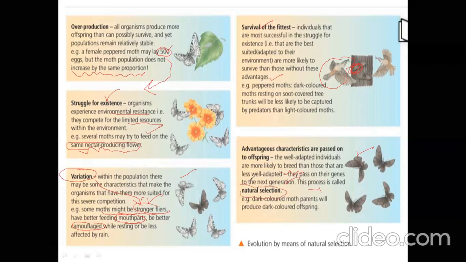Passing of beneficial genes according to the environment to their offspring, in order to survive and increase their chances of fitness within the environment, is called natural selection. And dark-colored moth parents will produce dark-colored offspring.